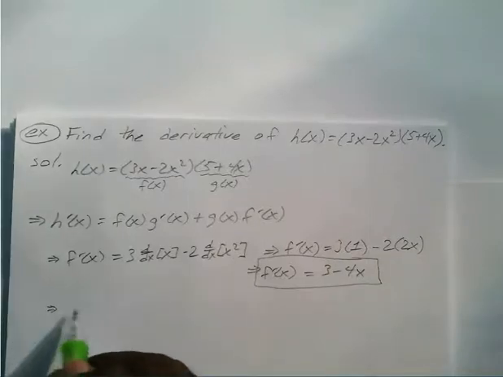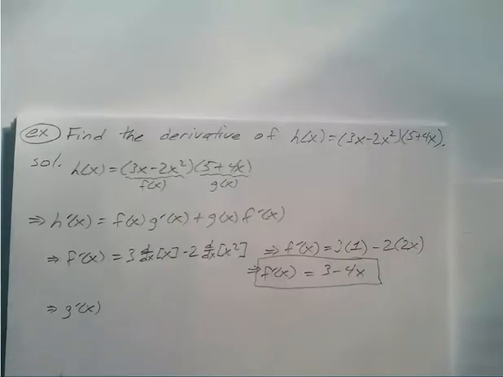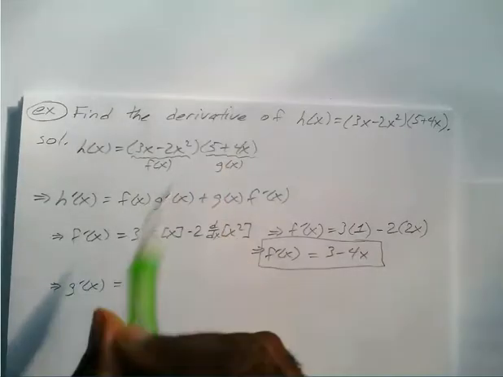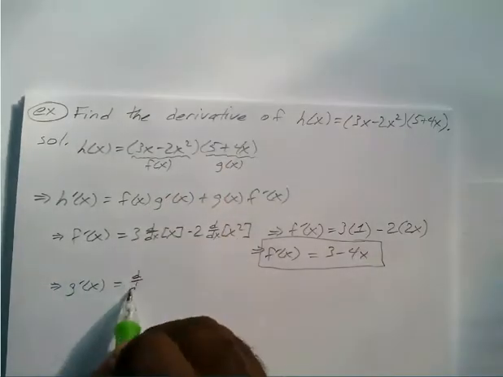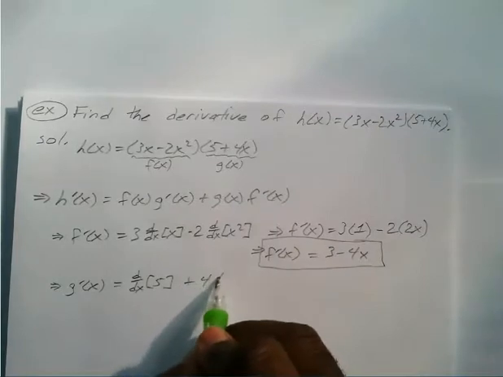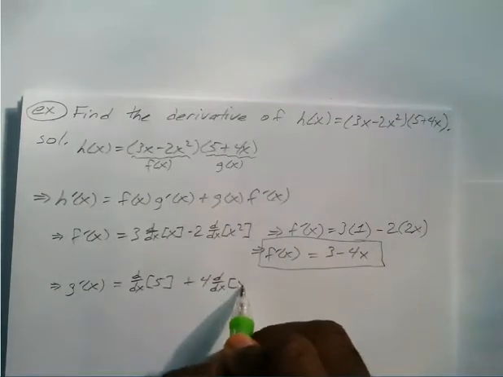Now, your g prime of x. That's going to equal the derivative of 5 plus 4 times the derivative of x.